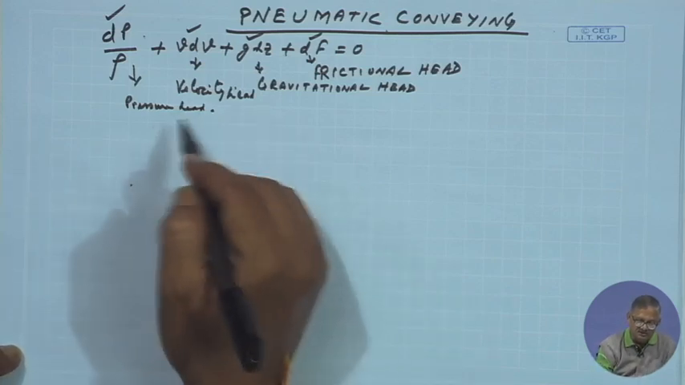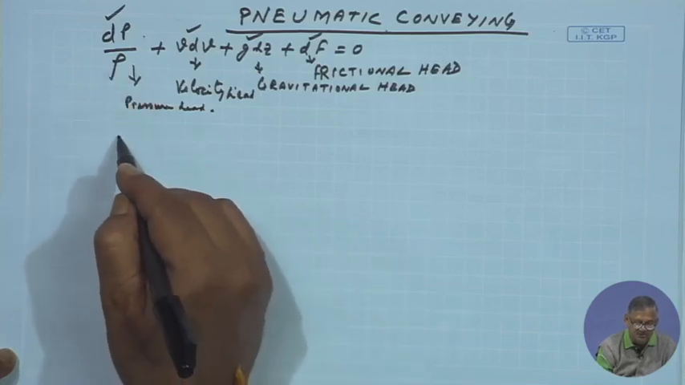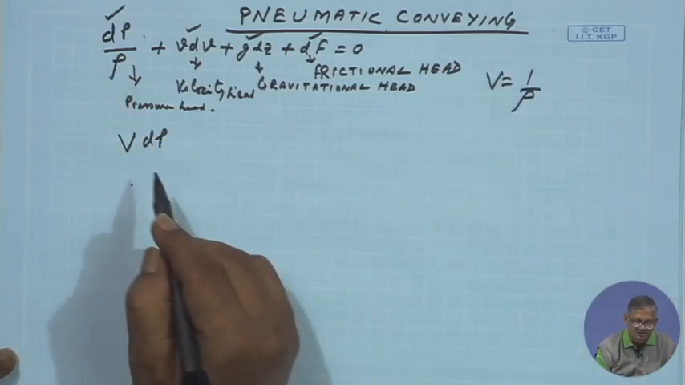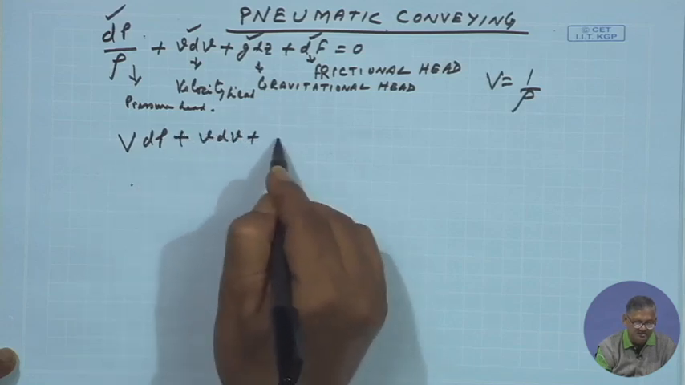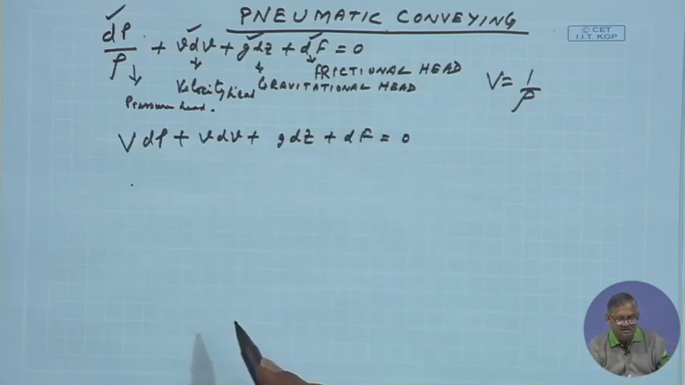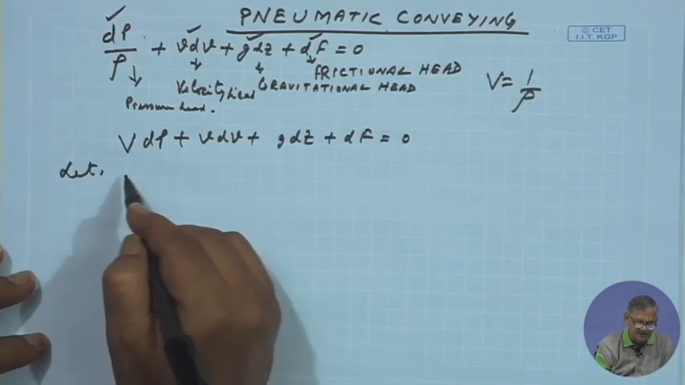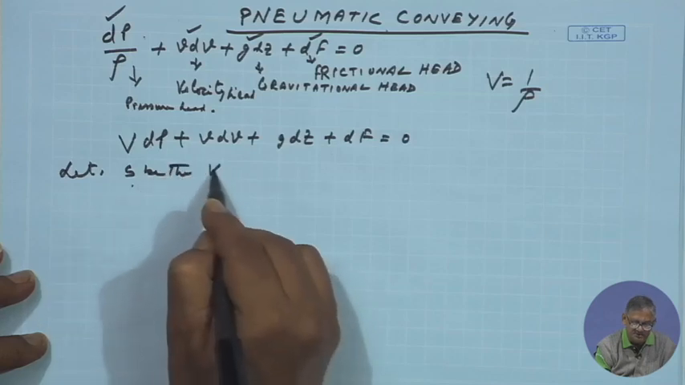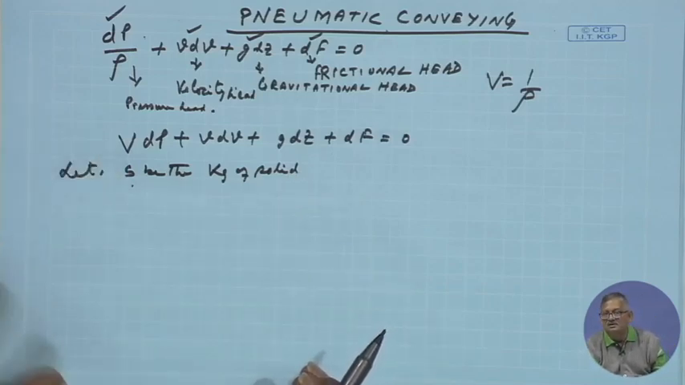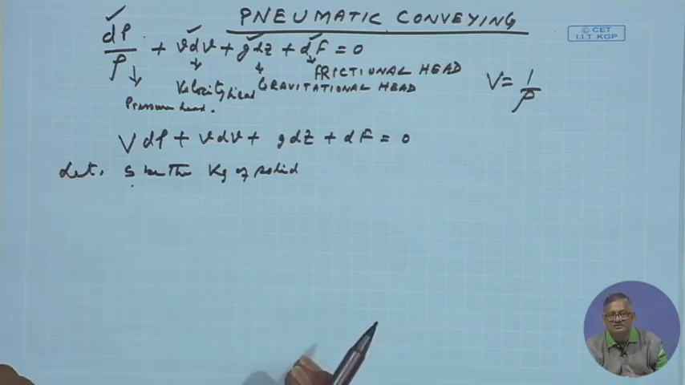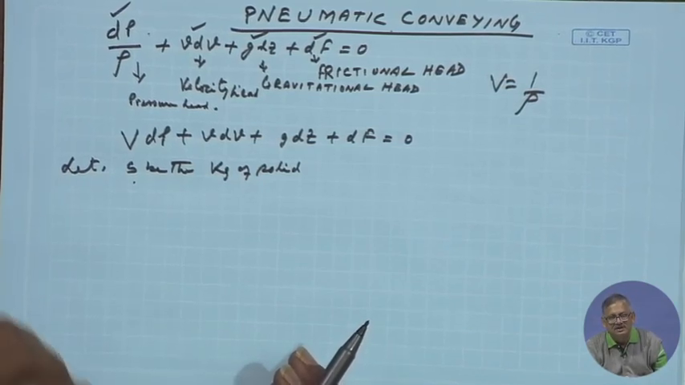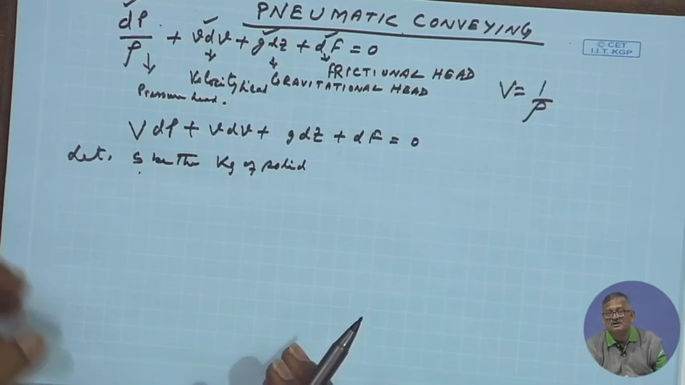This we can rewrite, as we have written earlier, as VdP, because 1 by rho is equal to V. So, VdP plus VdV plus GdZ plus dF equals 0. Now, let us assume that S be the kg of solid. Of course, in pneumatic conveying, it is solid which is conveyed. It is not normally any liquid which is conveyed pneumatically from one place to the other. These are solids, mostly powders or very tiny small materials, whose density is also not so big.